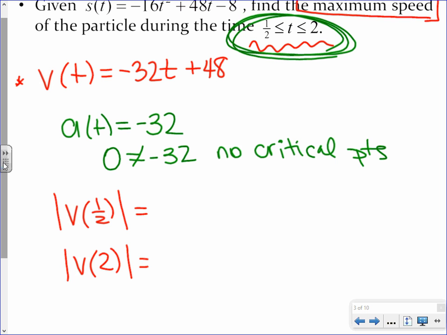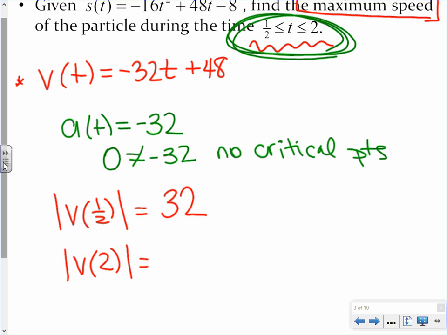Negative 16. That's all down easy. Yeah. Like the absolute value. All right, pods 1, 2, and 3. What's our speed at 1/2? 32. When you take the absolute value of the velocity, you get a positive 32.